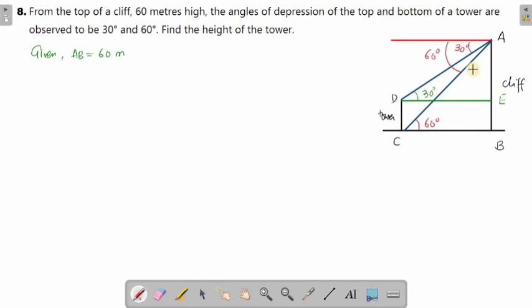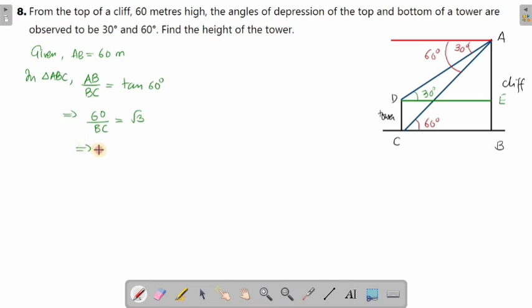So let me make use of the two triangles available with us. Let's make use of the bigger triangle first. In triangle ABC, we have AB by BC. Perpendicular by base is tan theta, that is tan 60 degrees. AB is 60 by BC, and all of you know tan 60 is root 3.